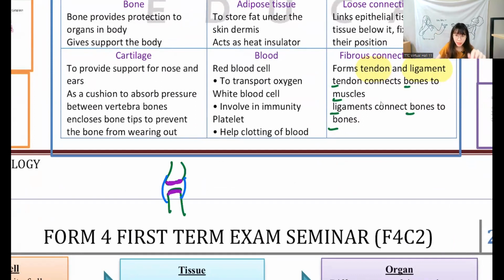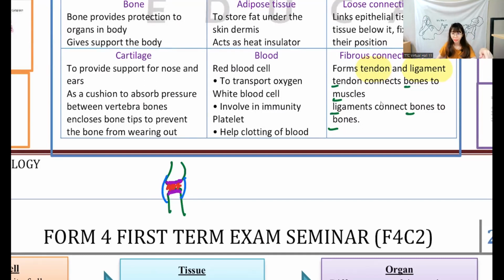So the purple color one is the cartilage. The blue color one is the ligament. So this is cartilage. It's not inside one, because at this area here, the red color area, there's a fluid. The fluid also reduces friction.